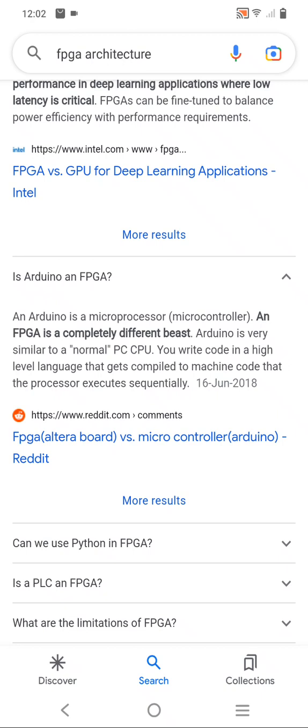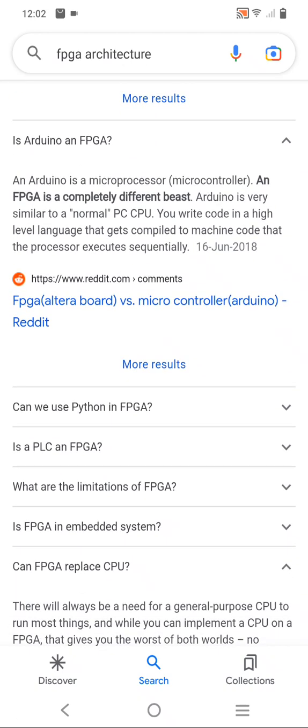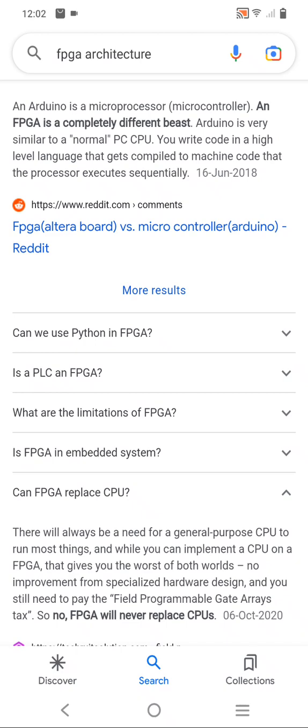But an FPGA is a completely different kind of thing, where the signal processing is done very fast for a different kind of environment. You write code in a high level language that gets compiled to machine code that the processor executes sequentially. So step by step sequential processing is done in a CPU and microcontroller environment, but sequential processing is not done in an FPGA, which is directly controlled. Immediately you get the signals out on the other side. That is why it is much faster.